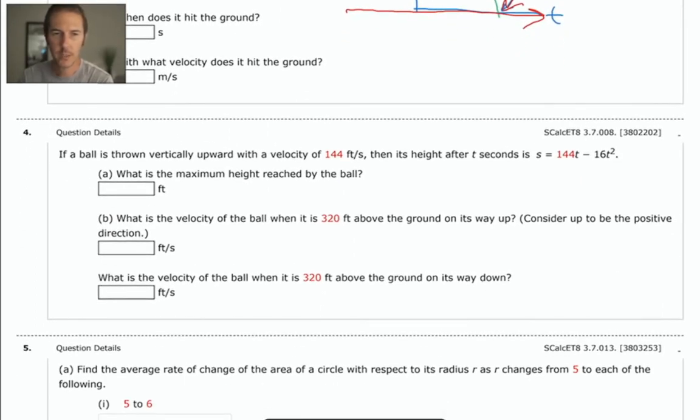Ball's thrown vertically. What is the maximum height reached by the ball? What is the velocity? So part A, you know how to do that now. Set v equal to 0. What's the velocity of the ball when it is 320 feet above the ground on its way up?